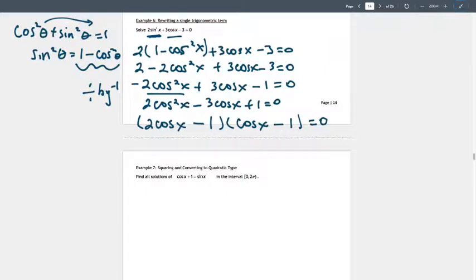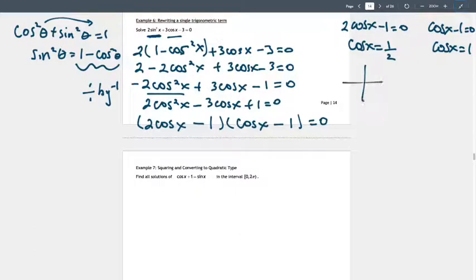All right, set each factor equal to 0, so I'm going to do it over here. We've got 2 cosine x minus 1 equals 0, so when I solve that, I'll get cosine x equals 1/2. For the other one, I have cosine x minus 1 equals 0. So solving it, I get cosine x equals 1.